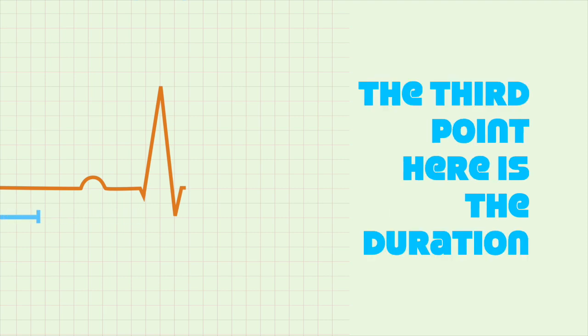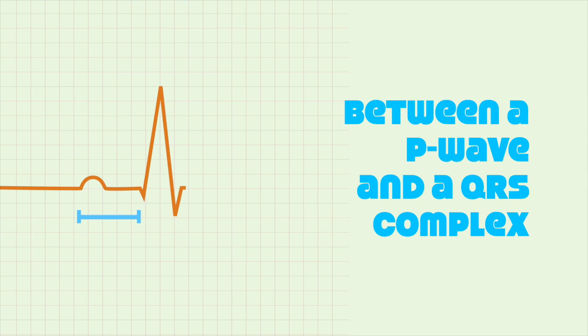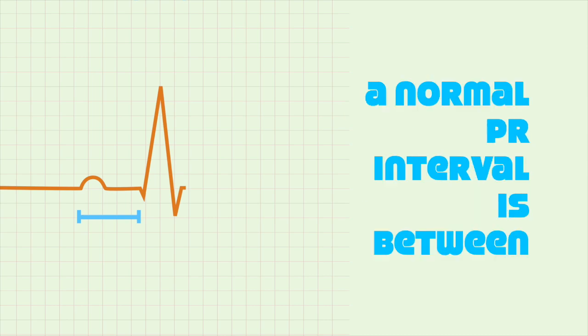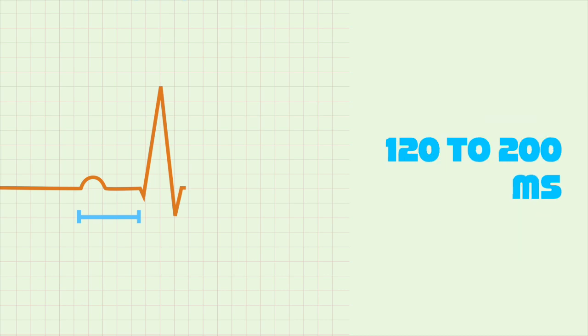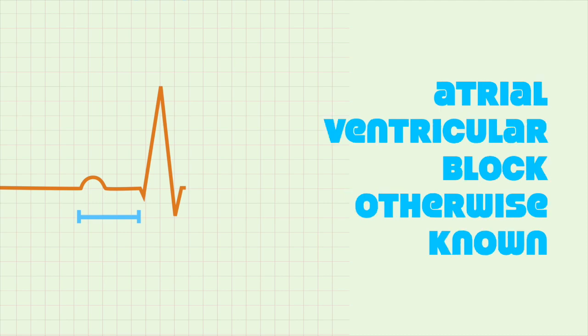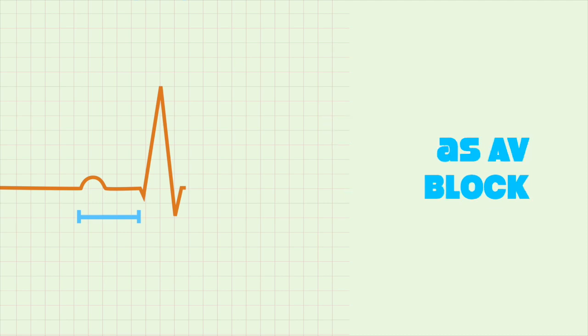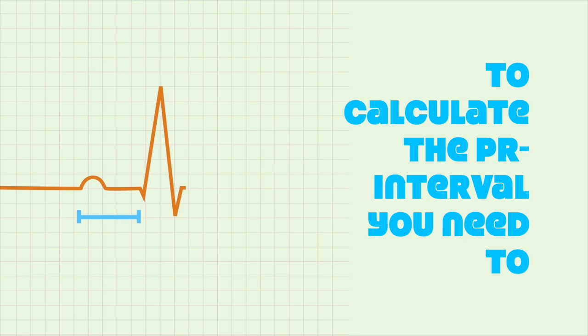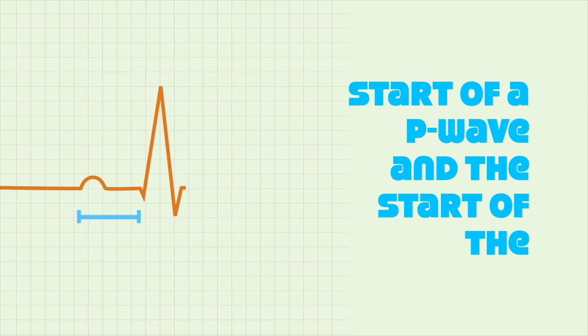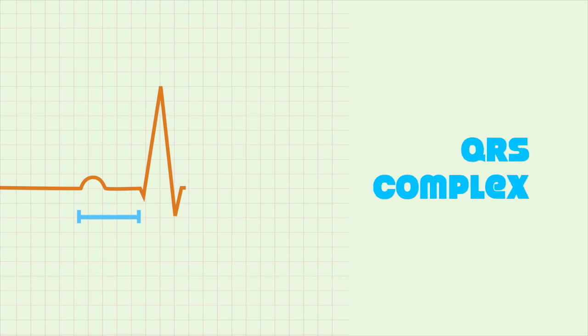The third point here is the duration between a P wave and a QRS complex. This is called PR interval. A normal PR interval is between 120 to 200 milliseconds. Anything longer is significant for an atrioventricular block, otherwise known as AV block. To calculate the PR interval, you need to count how many boxes are in between the start of a P wave and the start of the QRS complex.